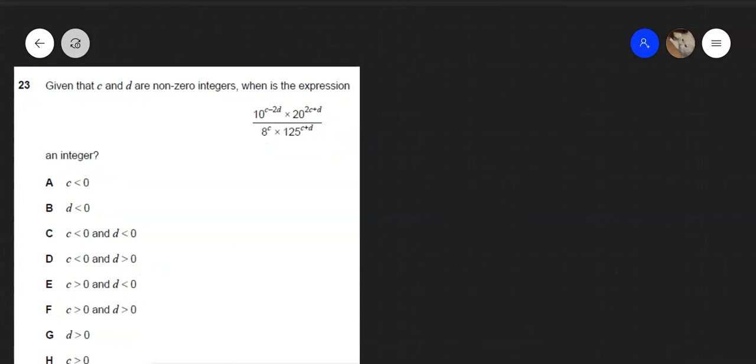Given that c and d are non-zero integers, when is the given expression an integer? I just want to remind you that an integer means a whole number without a decimal point. We could solve this problem by factorizing each expression in the numerator and the denominator. So 10 is the product of 2 and 5. That will be 2 times 5 to the power c minus 2d, times 20 is the product of 2 squared and 5 to the power 2c plus d.